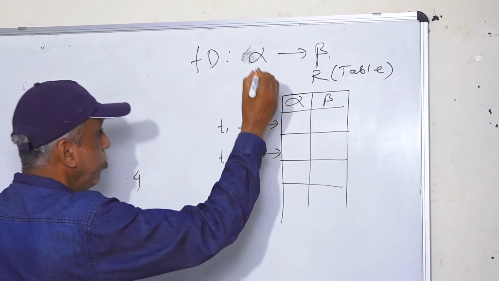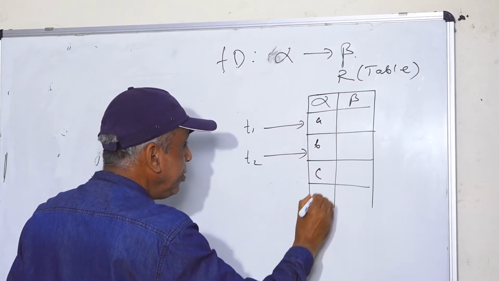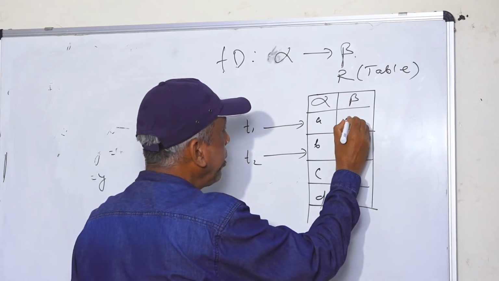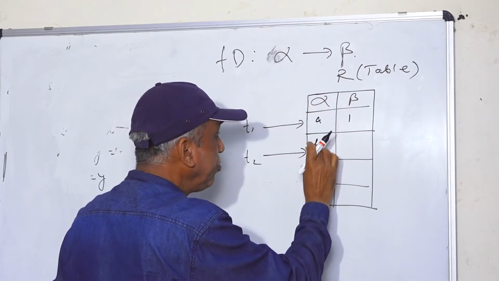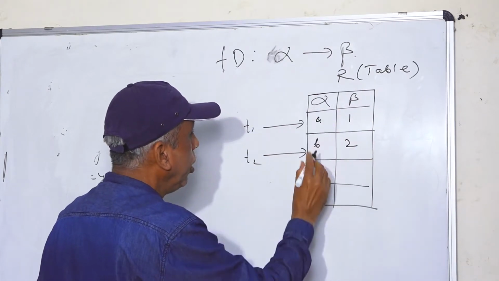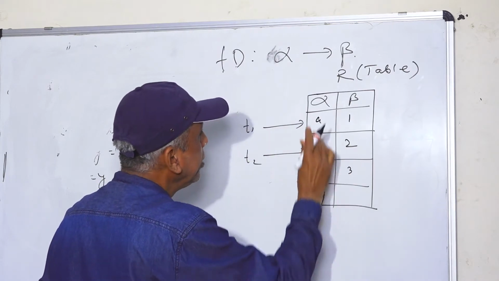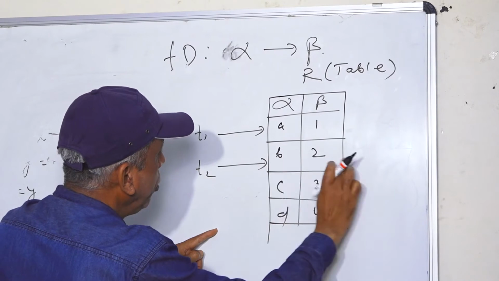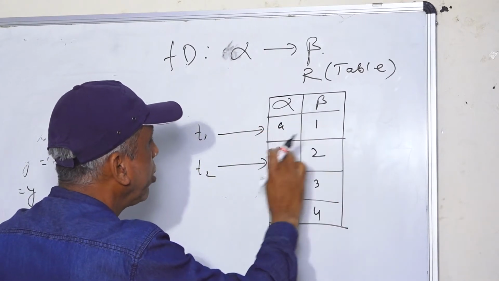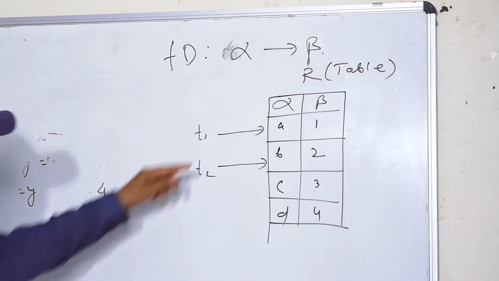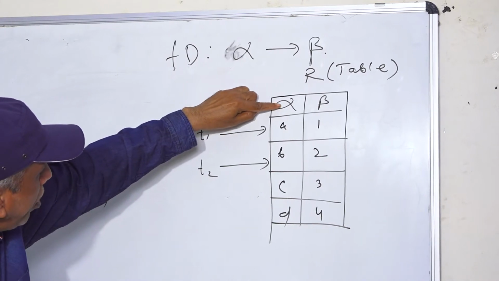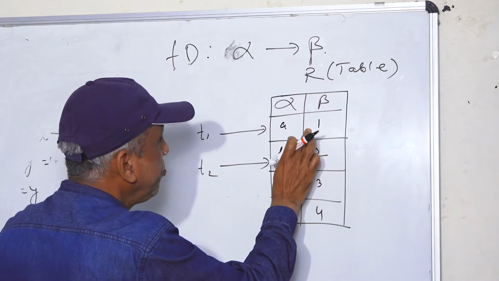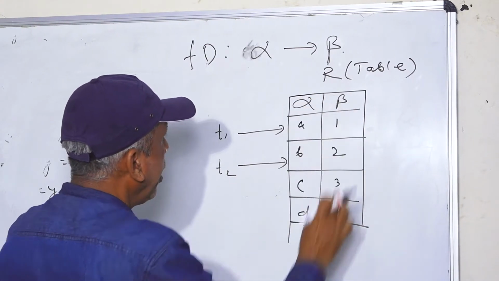Suppose for A, B, C, D, the value of alpha, let it be A, then the corresponding value of beta will be 1. Suppose the value of alpha is b, then the corresponding value of beta will be 2. Similarly c, then it will be 3, and then d. This one is tuple 1, tuple 2, tuple 3, tuple 4, that means row number 1, 2, 3, 4. From this we conclude the values of alpha are all distinct, that means unique. All are distinct to each other. Then the values of beta are also distinct as per our given data.